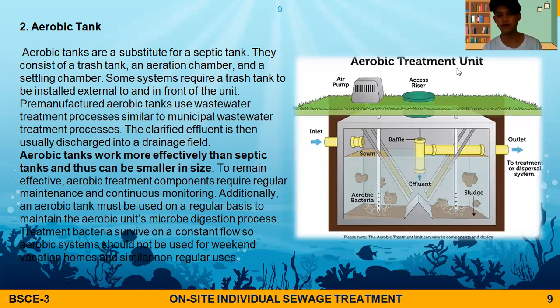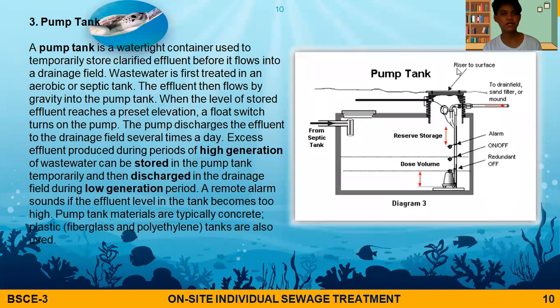This is an example of aerobic treatment. Number 3 is the pump tank. A pump tank is a watertight container used to temporarily store clarified effluent before it flows into a drainage field. Wastewater is first treated in an aerobic or septic tank. The effluent then flows by gravity into the pump tank.